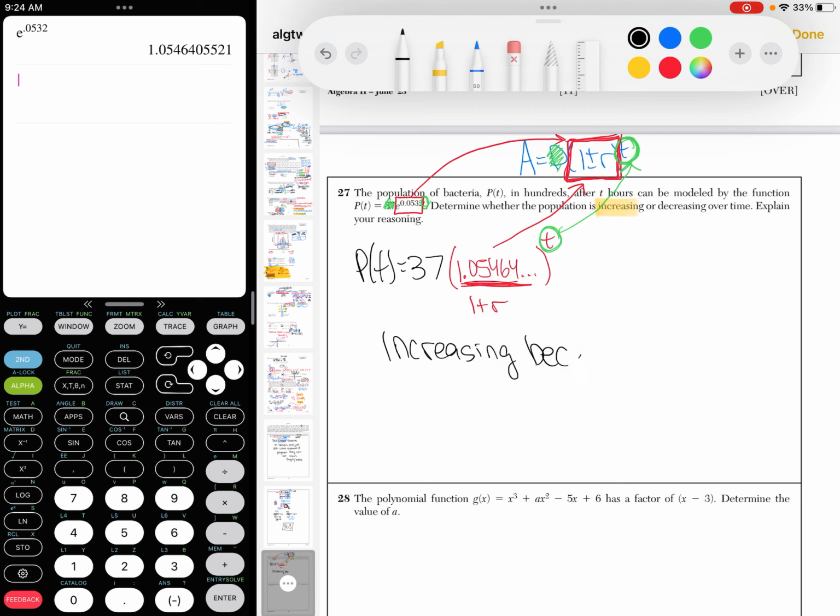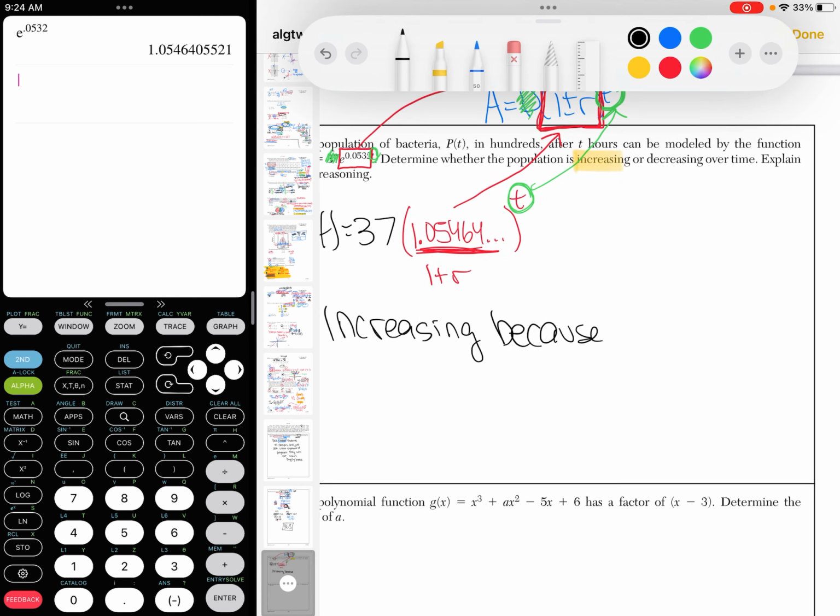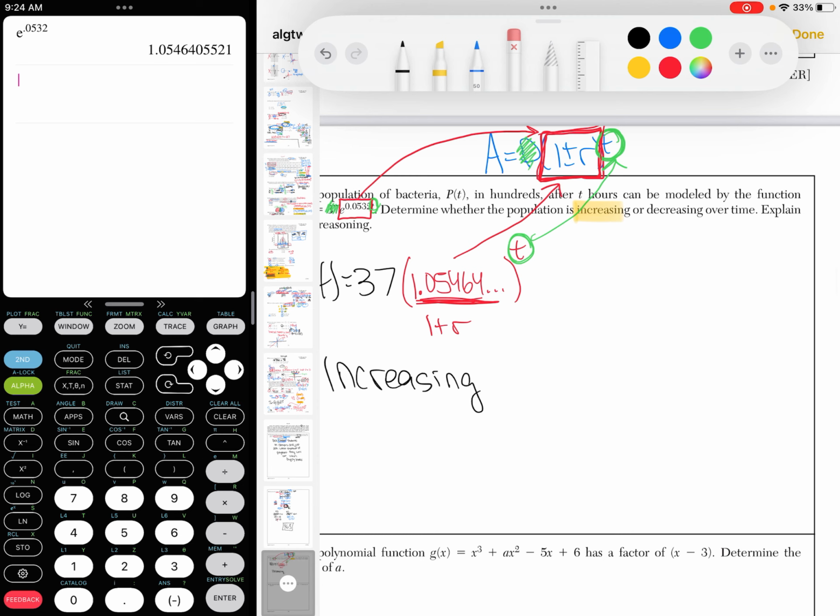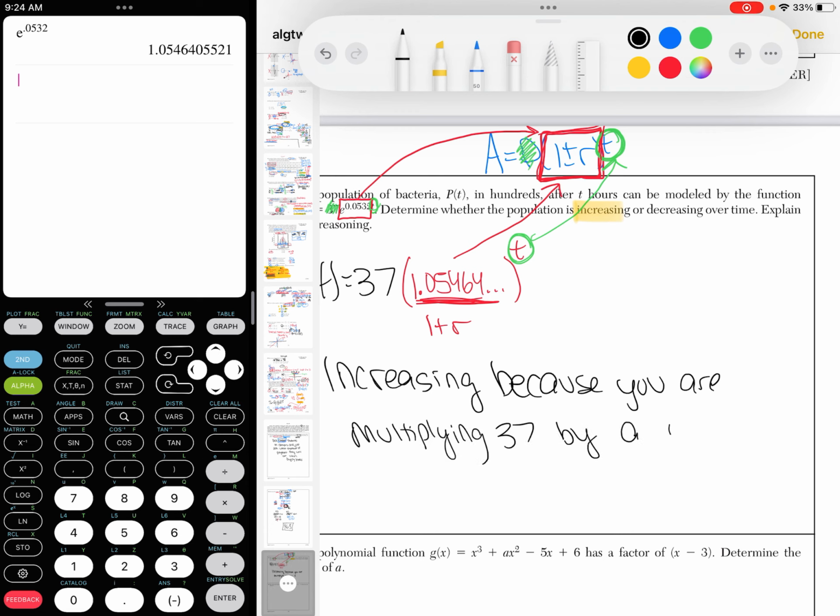So you're going to say, because you are multiplying 37 by a number greater than 1, which represents growth.